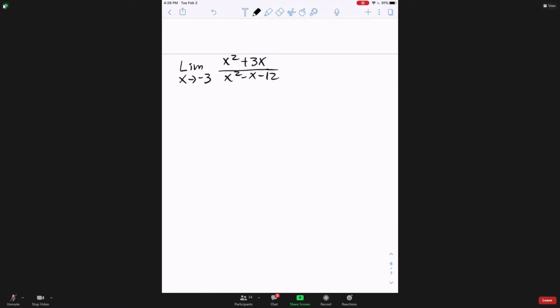So then, what do you do? Well, what can you do? Try to factor. So this is equal to the limit as x approaches negative 3. The top you can factor out an x, and the bottom factors as x minus 4 times x plus 3. All right, you guys finish this.